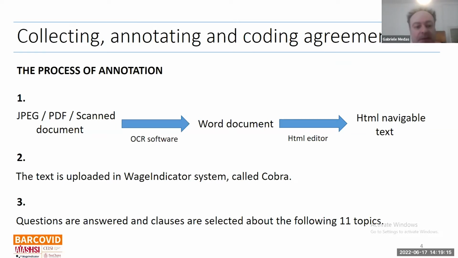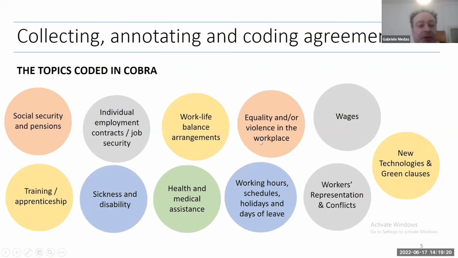Questions are answered and clauses are selected about the following 11 topics, which are social security and pensions, training and apprenticeship, individual employment contracts, job security, sickness and disability, work-life balance arrangements, health and medical assistance, equality and/or violence in the workplace, working hours, schedules, holidays, days of leave, of course wages, which is a very important main topic of our questionnaire, and then the recently added main topics, which are workers' representation and conflict, and new technologies and green clauses.